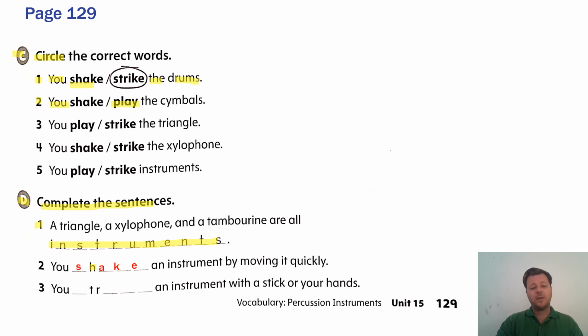You shake an instrument by moving it quickly. And number 3, you blank an instrument with a stick or your hands. So we look at the clue. So already we know strike. We strike an instrument with a stick or our hands. Have fun, P1, and see you next time. Bye!